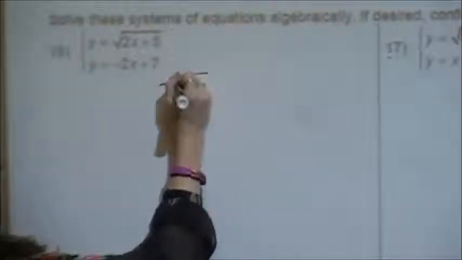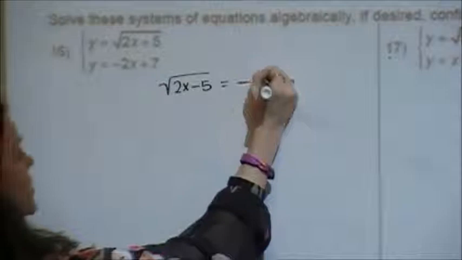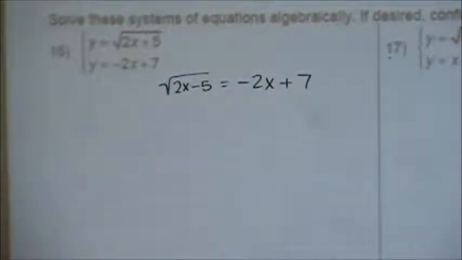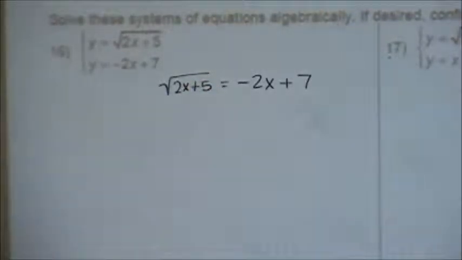So you're going to do the exact same thing. You're going to set the two equations equal to each other, because we're using substitution. So square root of 2x minus 5 equals negative 2x plus 7. Now what should I do? Plus 5. 2x plus 5, oh, thank you. Okay, so now what do I do to solve this?